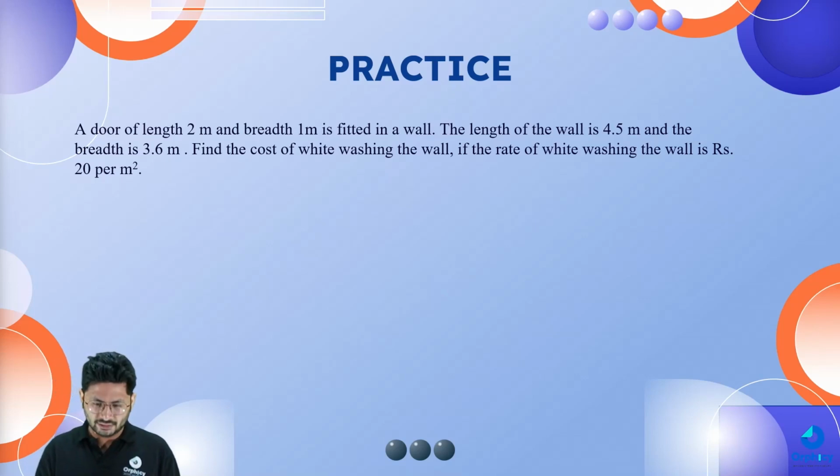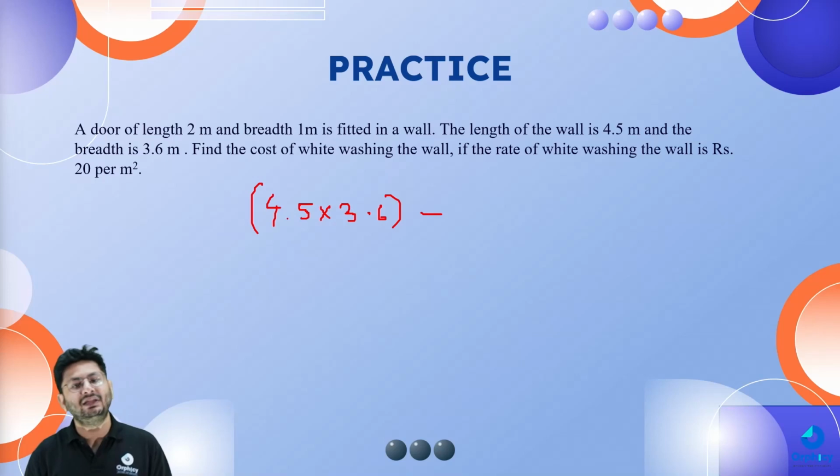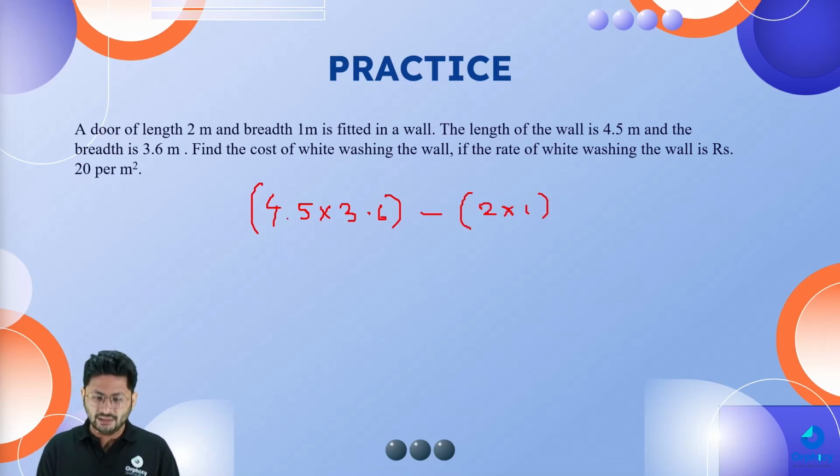Area of the wall क्या होगा? Total area of the wall would be 4.5 into 3.6. उसमें से we have to subtract what is the area of the door, क्योंकि डोर को पेंट नहीं करते हैं या फिर व्हाइट वॉश नहीं करते. So area of the door would be 2 into 1.